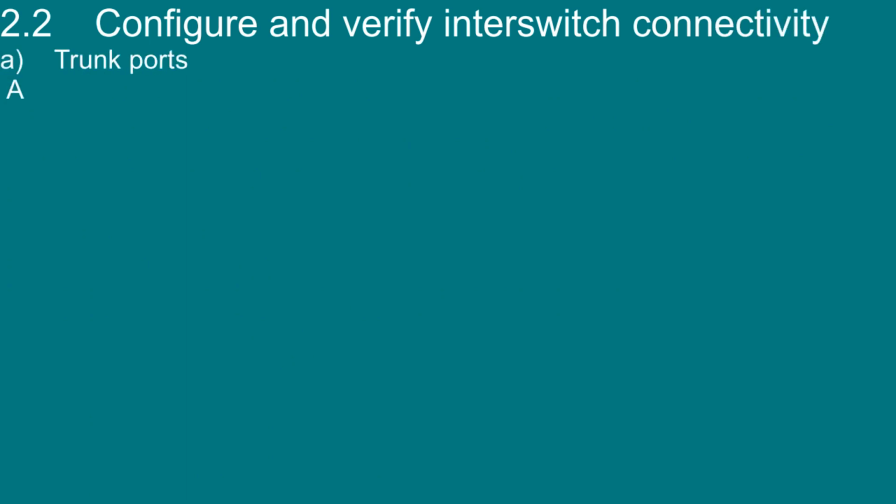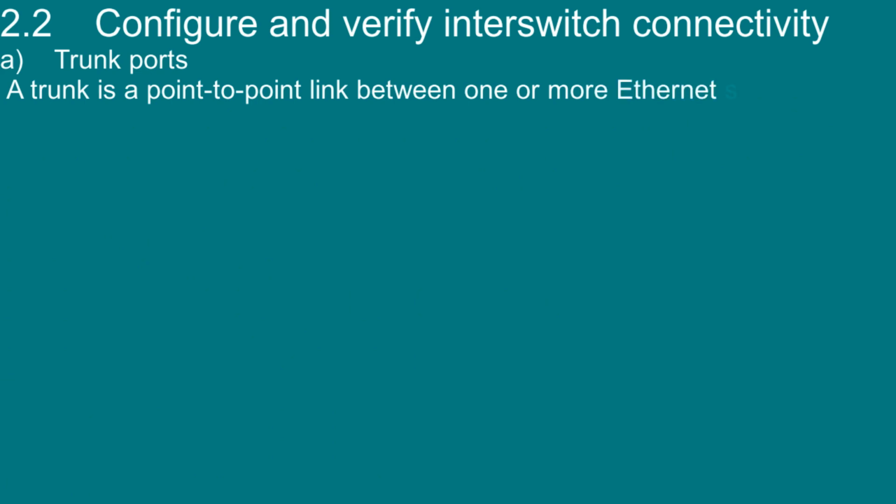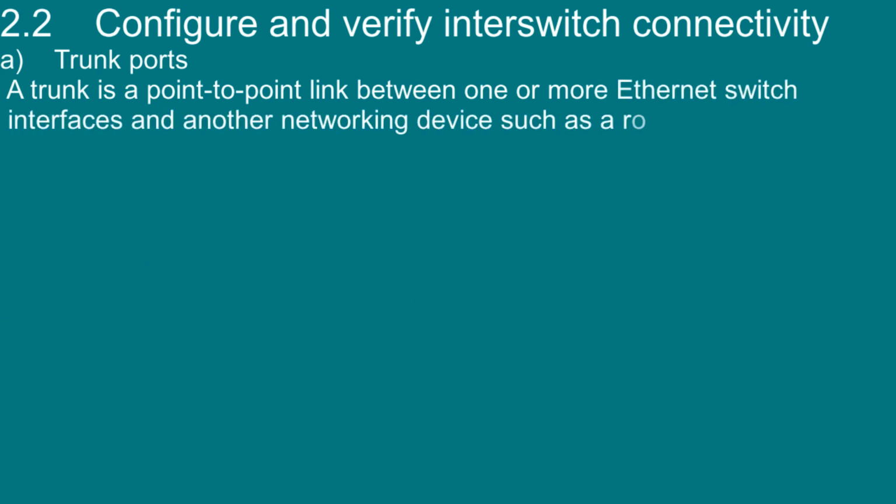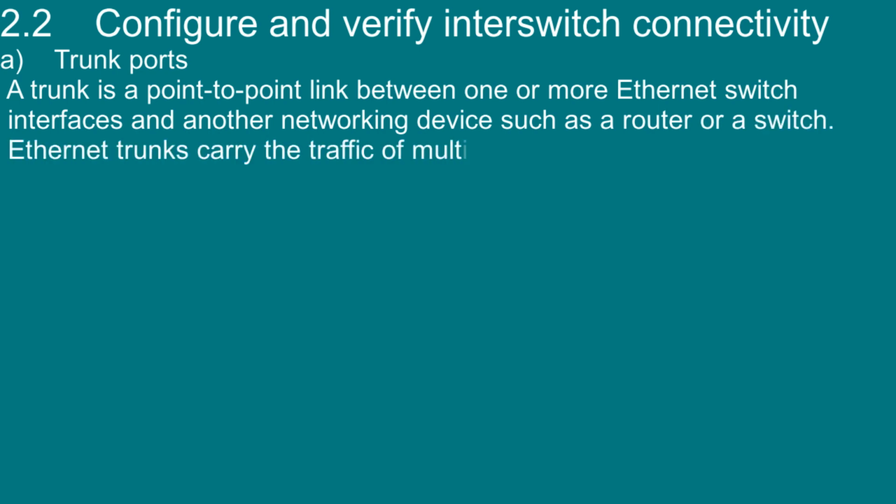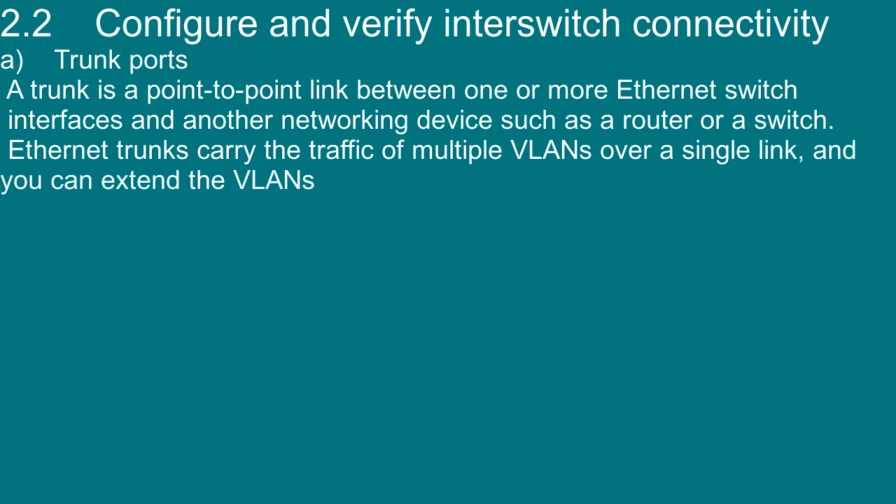Trunk ports. A trunk is a point-to-point link between one or more Ethernet switch interfaces and another networking device such as a router or a switch. Ethernet trunks carry the traffic of multiple VLANs over a single link, and you can extend the VLANs across an entire network.